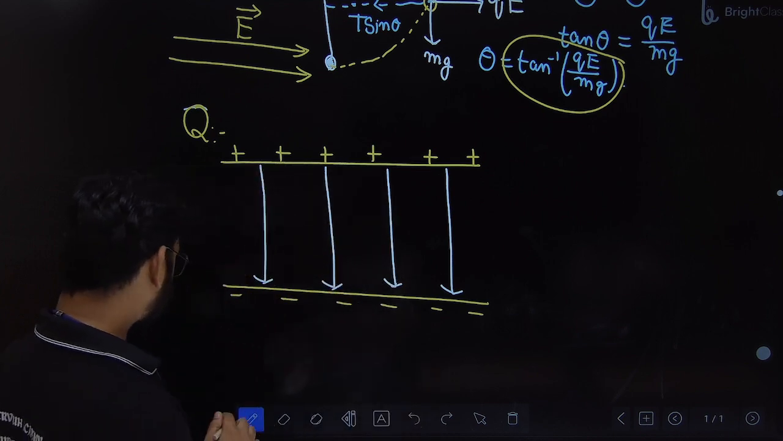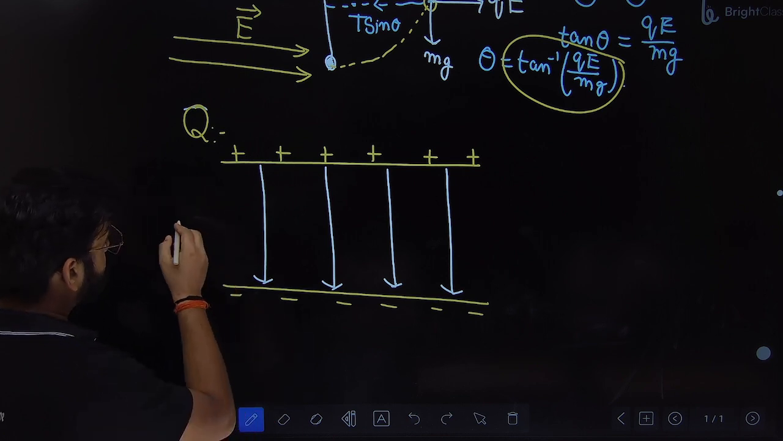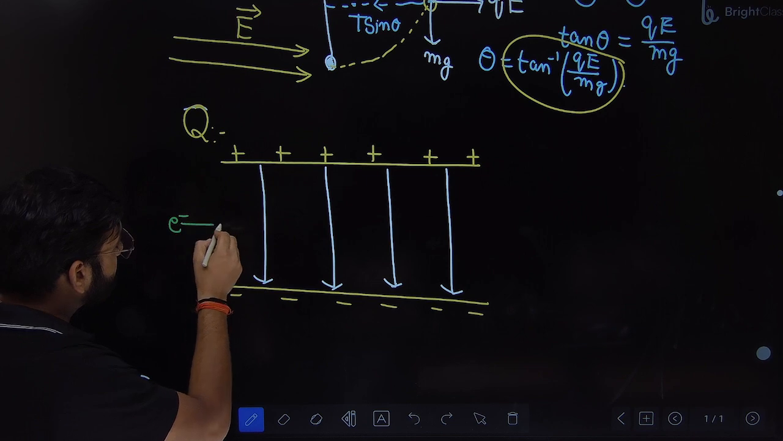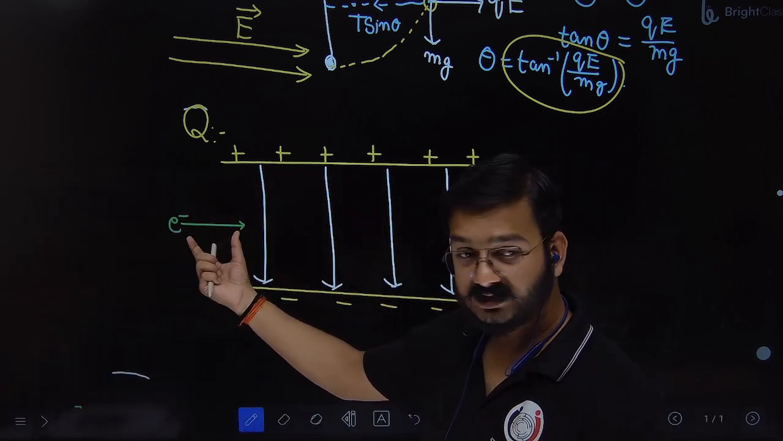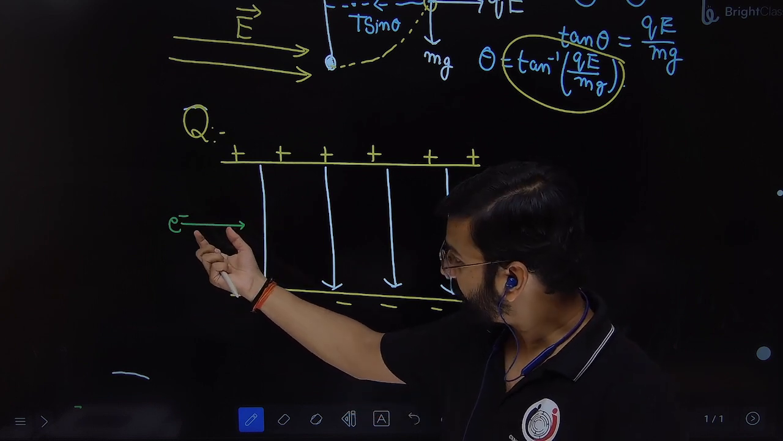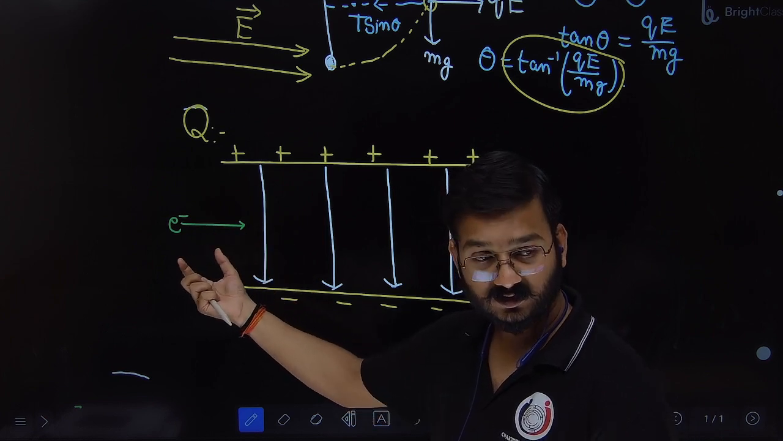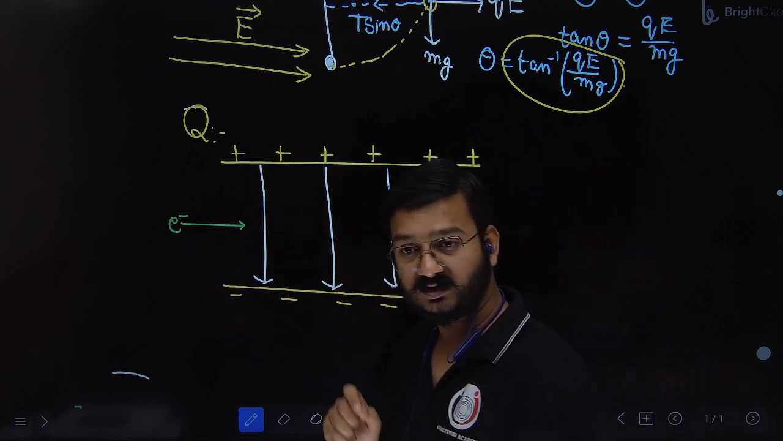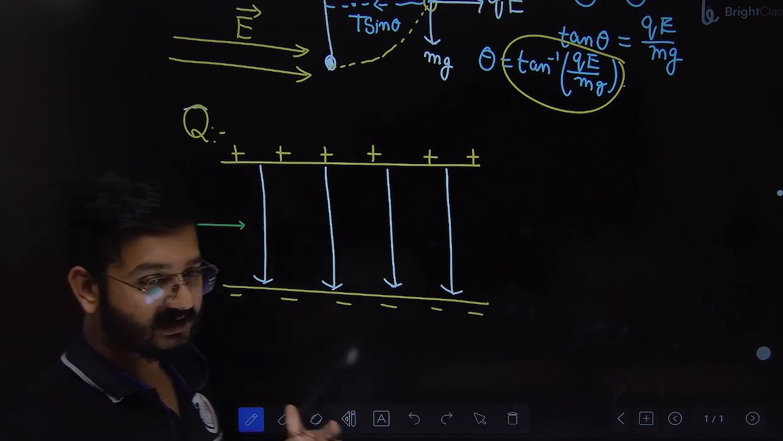Now the question they are asking: there is an electron. The electron is entering into this region like this. The initial velocity of this electron is along the x-axis, or horizontal. The moment it is about to enter, the initial velocity is in which direction? Horizontal, or you can say x. If I take this as x and this as y, the initial velocity of the electron is in the x direction. Before we start solving the question, let's analyze a few things.